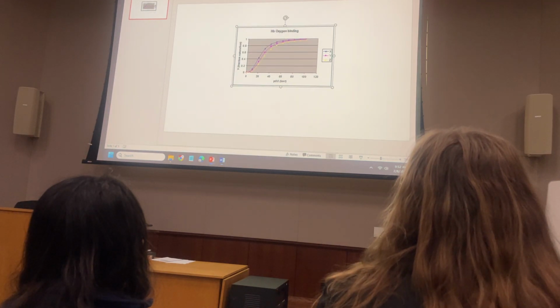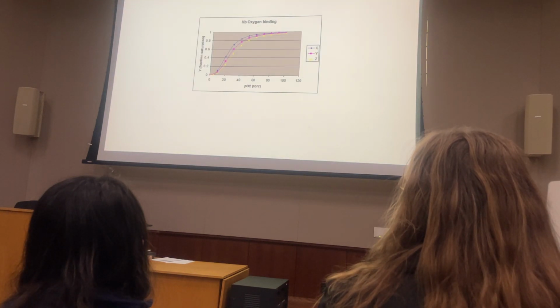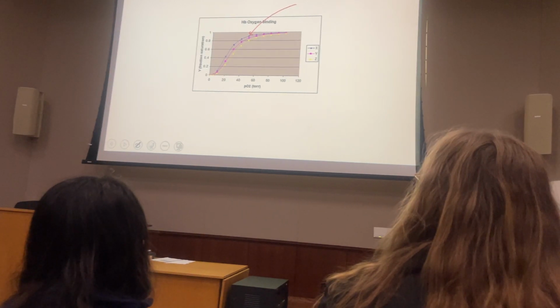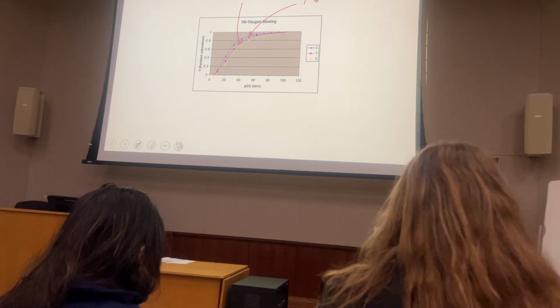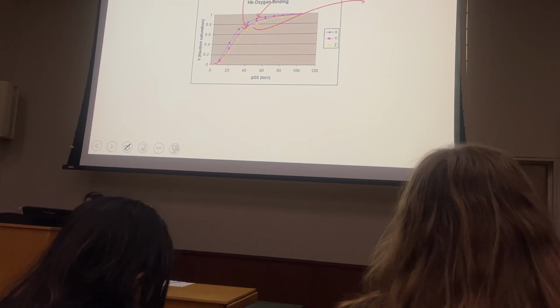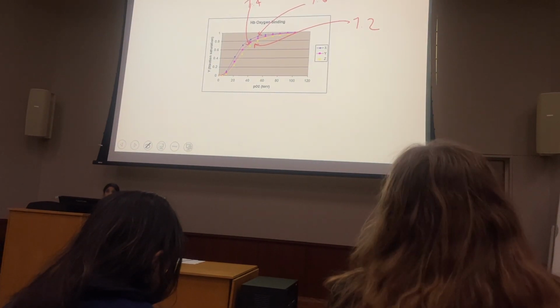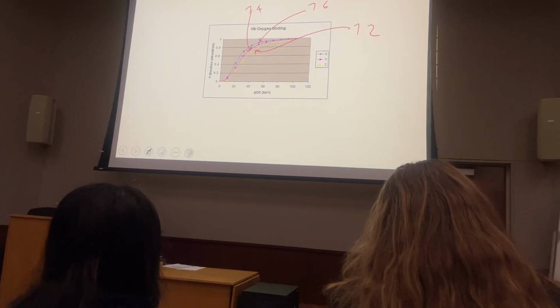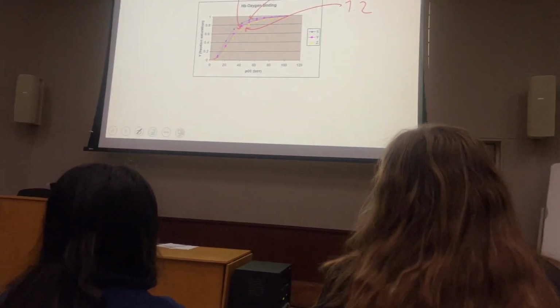here's my pH of 7.6. The pink one would be 7.4. And the yellow would be 7.2. Right? Okay, the shift is more towards the right as the pH begins to decrease, which means your hydrogen ion concentrations are increasing.